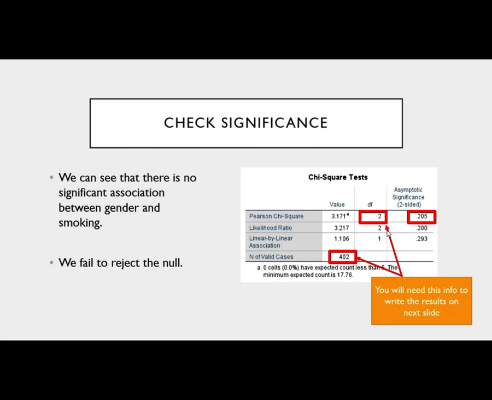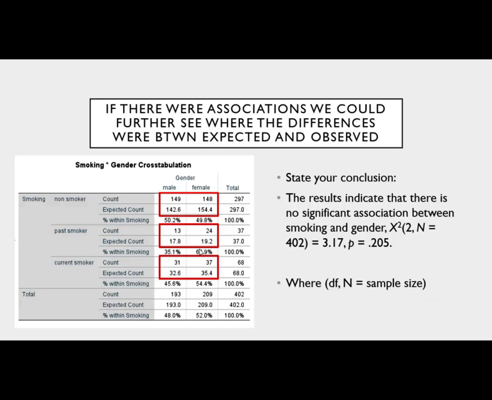So we can see here, here's my asymptotic sig. It's 0.205, which is larger than 0.05, so we reject the null. We have 2 degrees of freedom and our N. We're going to need this to write the results in the next slide. So we fail to reject the null. There is no association between gender and smoking for those data.